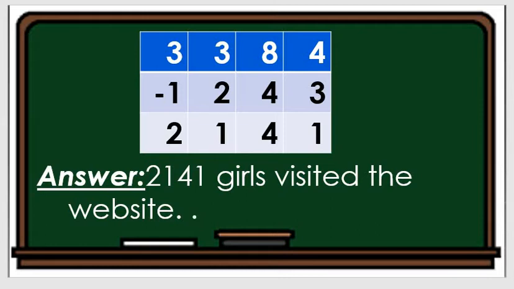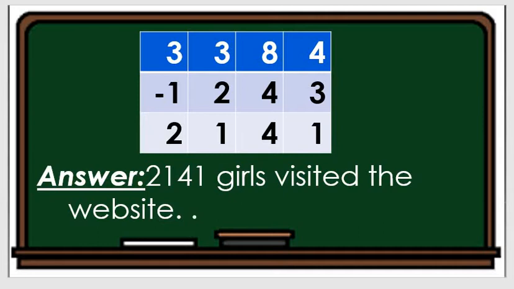Answer to example number one. So now this is the total strength. See, the total strength is 3384 boys and girls, but we don't know how many girls there are. We only know the strength of boys, which is 1243.